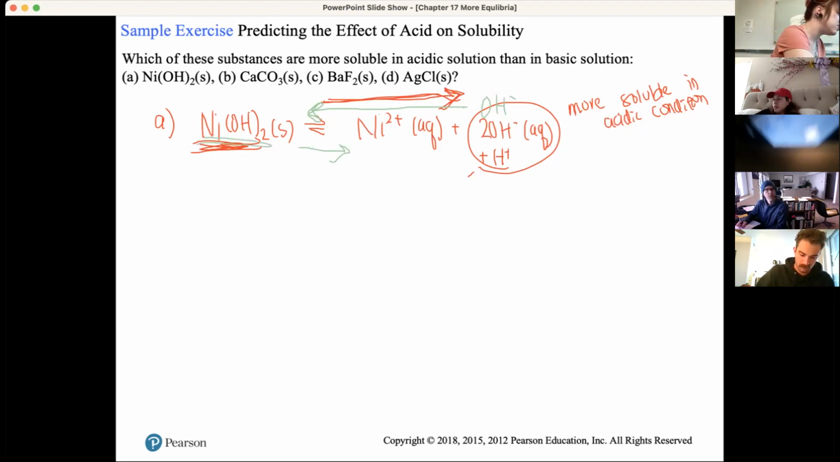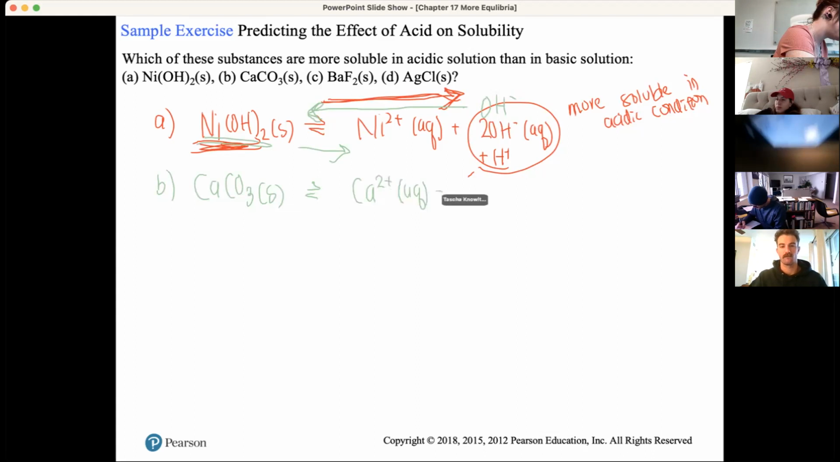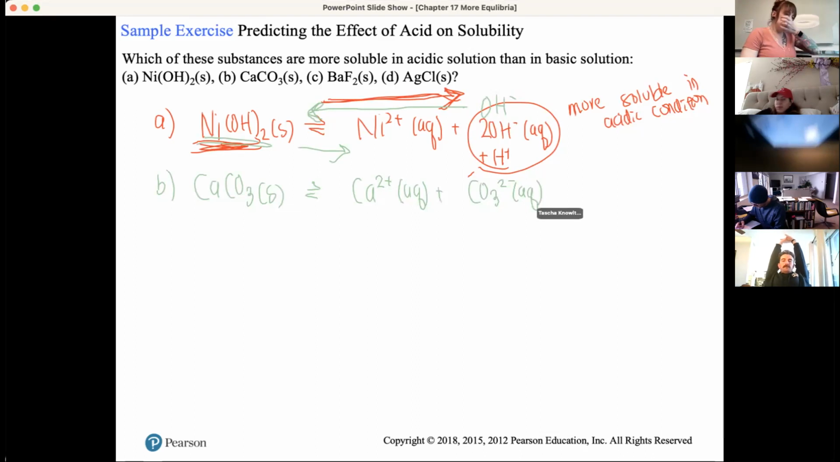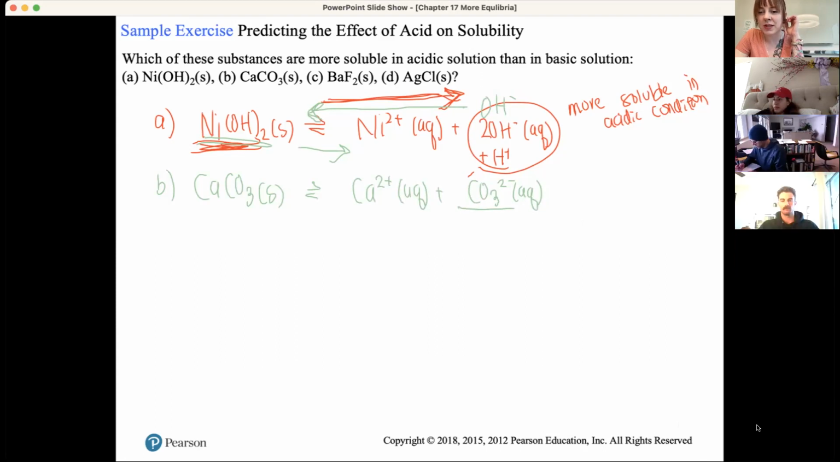Okay. So let's try B with calcium carbonate. If I have calcium carbonate, I'm going to make calcium and carbonate. So let's see, is carbonate a conjugate base of an acid? I got a nod from Marcus. Yep, it is. Carbonate's actually super basic. It's what makes the bubbles of the volcano reaction when you mix it with vinegar, right?